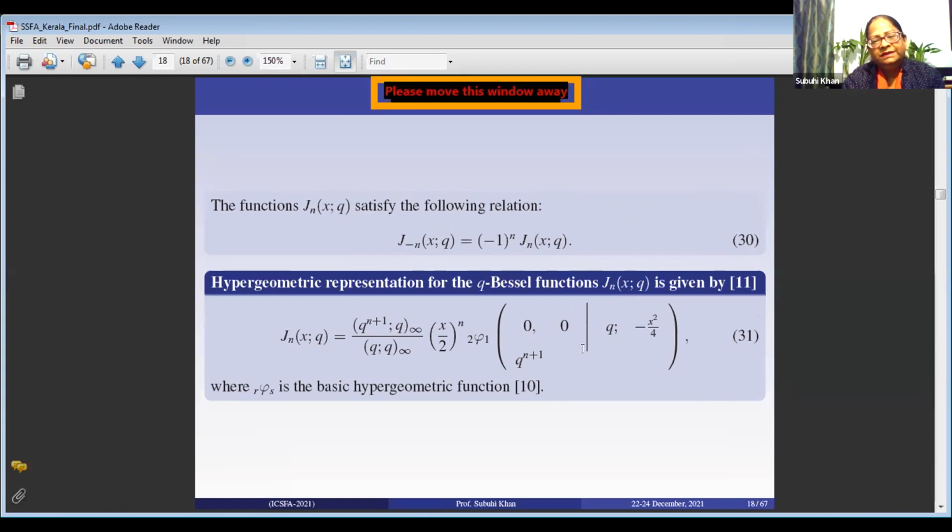And there is another interesting relation of the Q Bessel function with the hypergeometric function 2 psi 1. This is in this form.